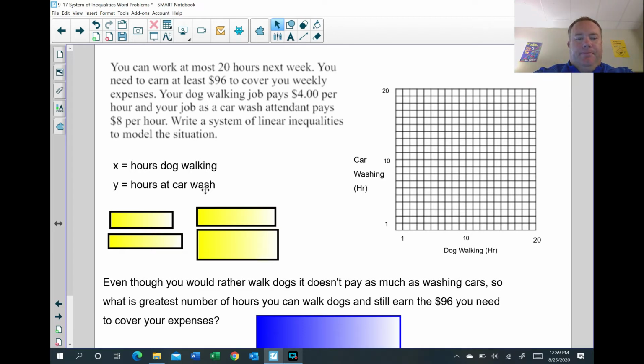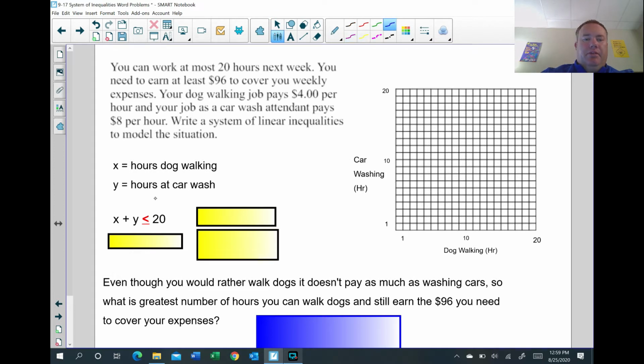Now, from here, what we want to do is talk about what's going on. First and foremost, we can work at most 20 hours next week, right? At most. That's very important. One of the things you saw, I put up the inequality, at most, less than or equal to. To find out how many hours you worked, you're going to add the two together: hours walked plus hours car washing. It has to be at most 20 hours.